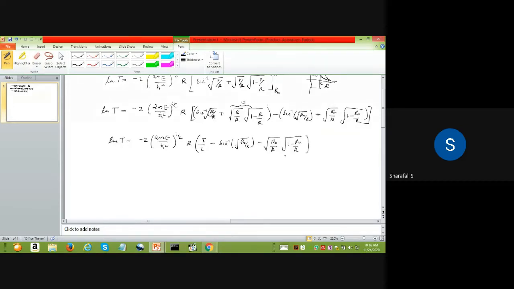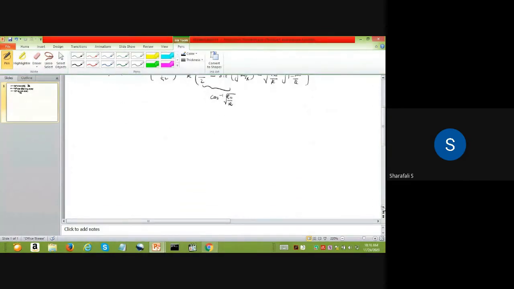So now what is this? Pi by 2 minus sine inverse of root of r0 by r. So this will be cos inverse of root of r0 by r. That you can substitute in this expression. Okay. So before that, we can go further.